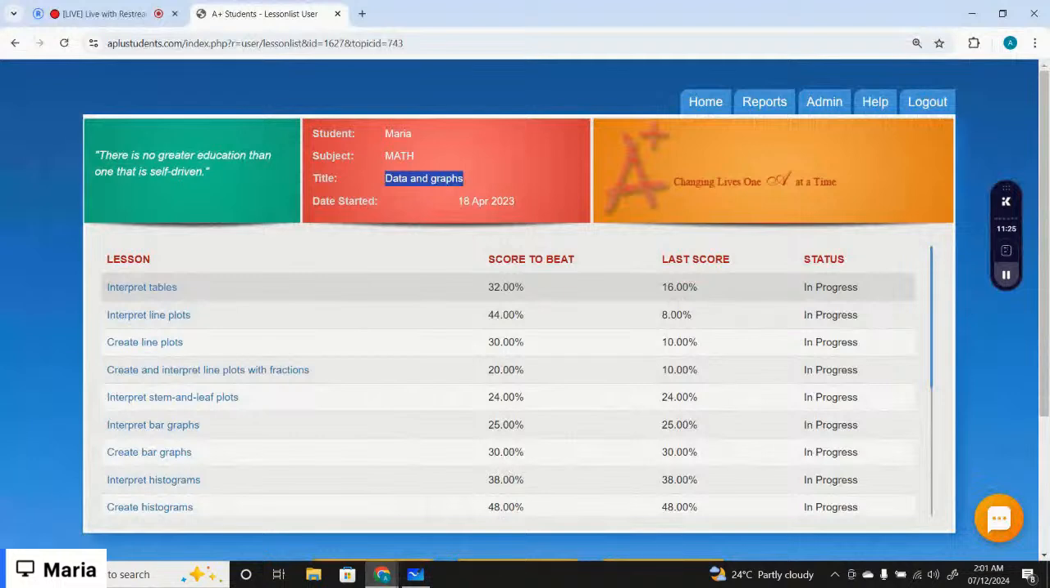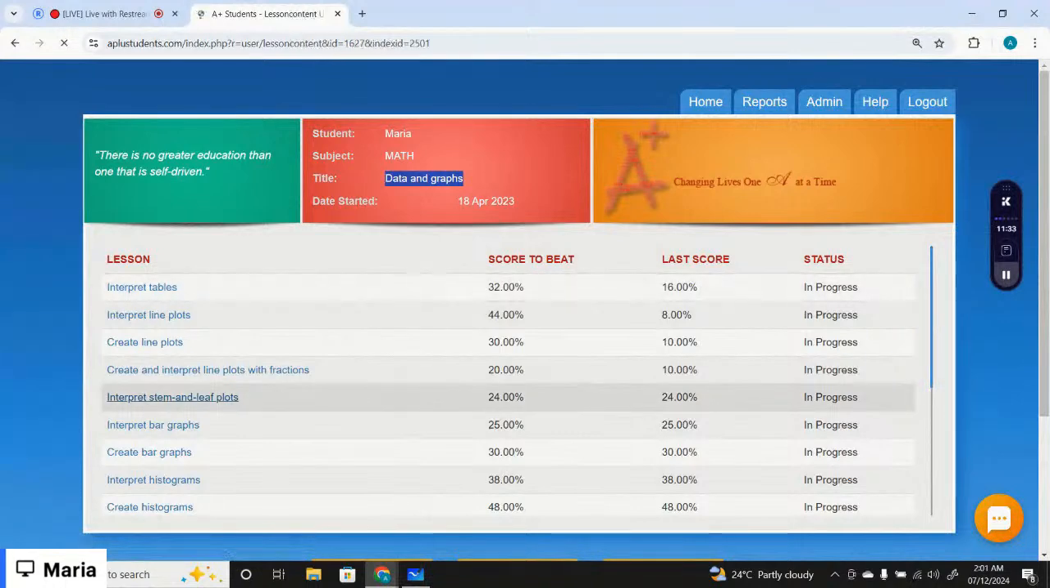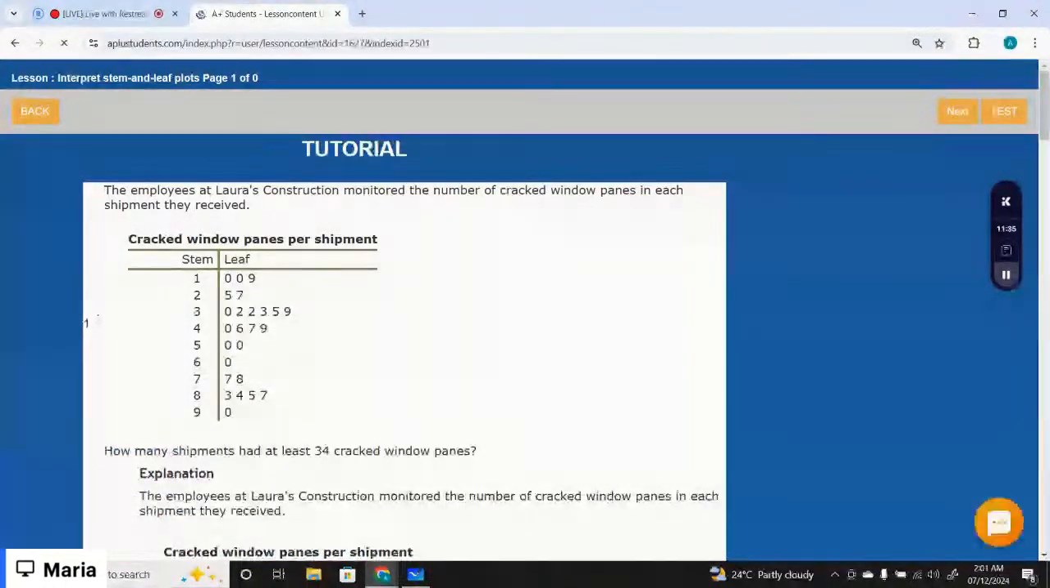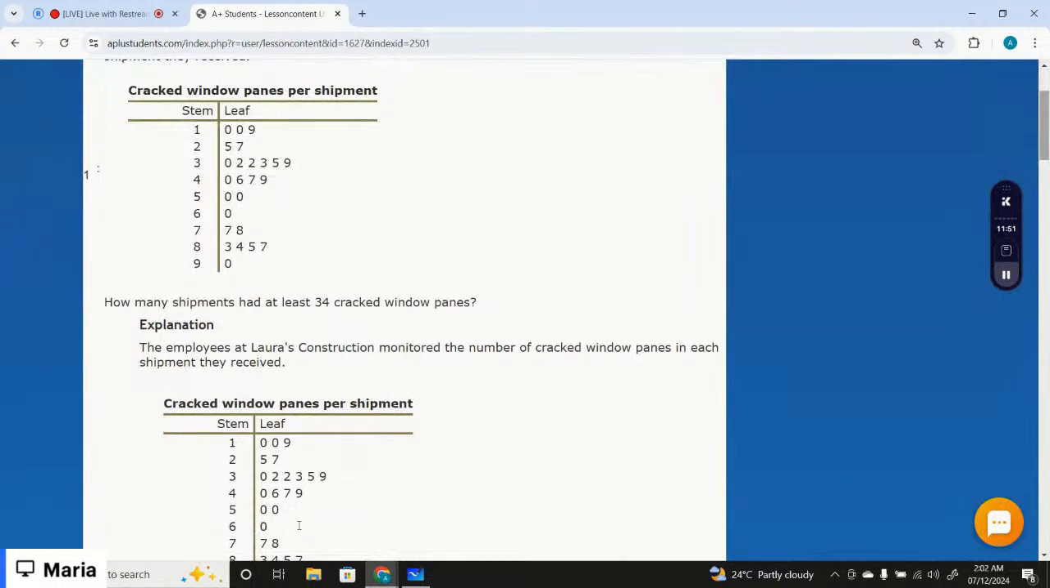Here I am on grade 7 math. The chapter we are on right now is data and graphs. Let's just start with the lesson that is interpret stem and leaf plots. The employees at Laura's construction monitored the number of cracked window panes in each shipment they received. You are given the stem and leaf plot. How many shipments had at least 34 cracked window panes?